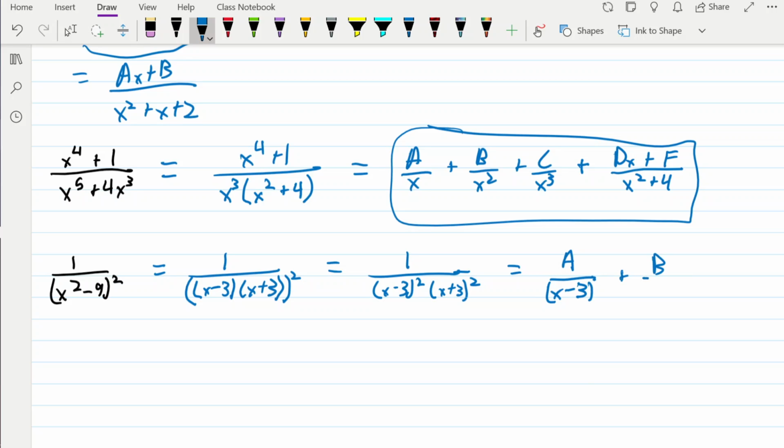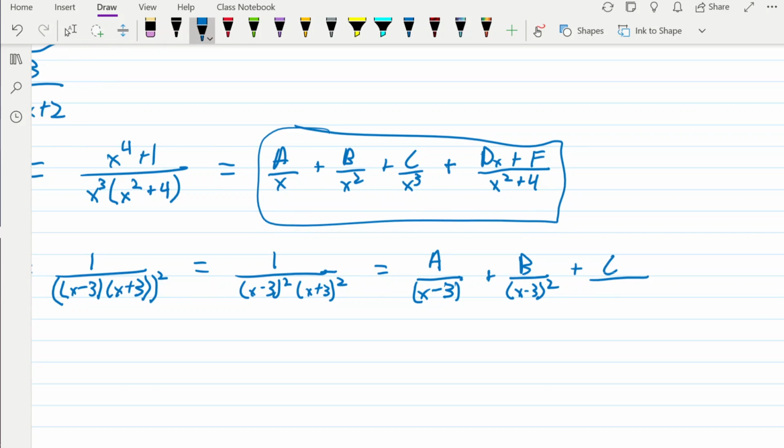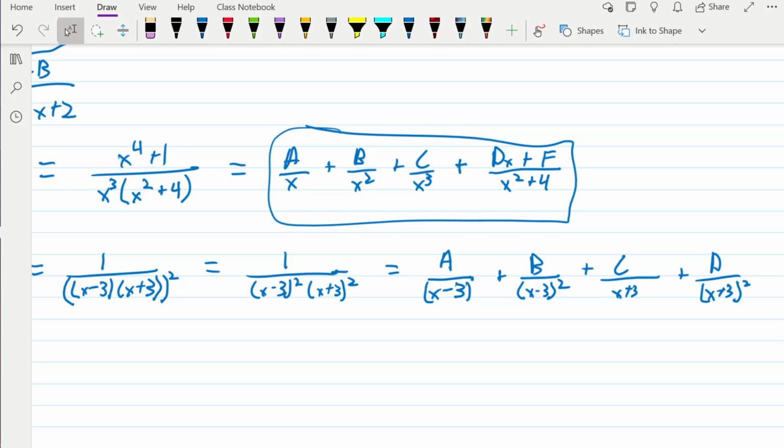plus b over x minus 3 squared plus c over x plus 3 plus d over x plus 3 squared. And let me just check the answer real quick. And we are all good on that answer. Yeah, we got all the fun partial fractions right now that we have to go over.